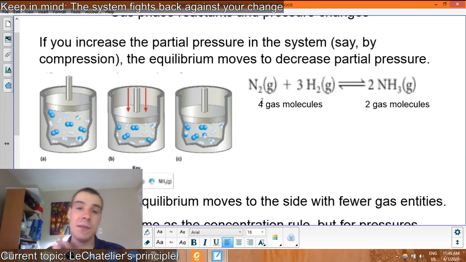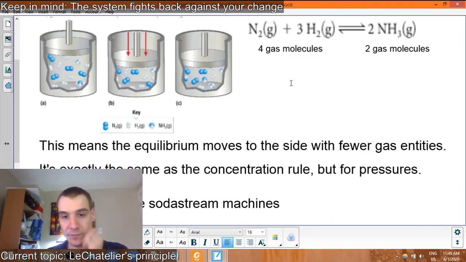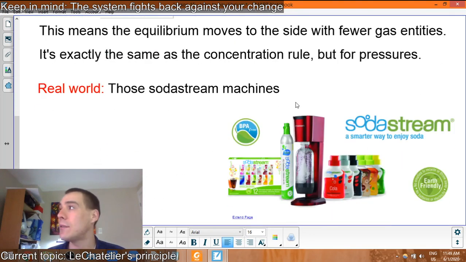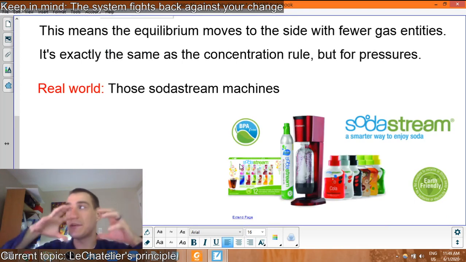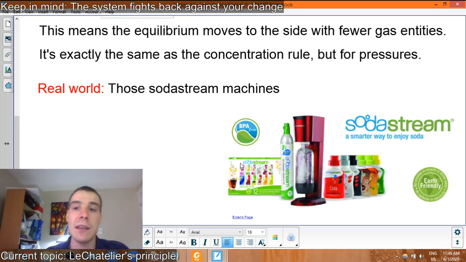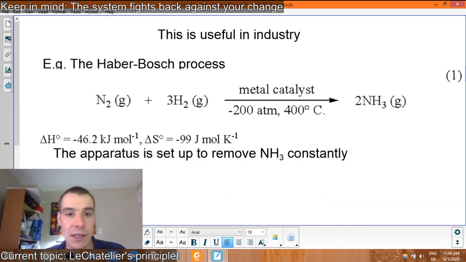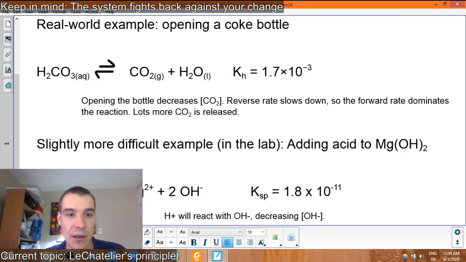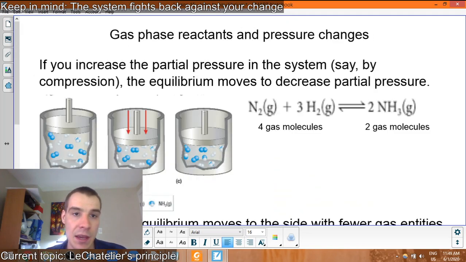But this is only if you increase the pressure on all of the gas at the same time. It has to be partial pressure. And this is how those SodaStream machines work. They increase the pressure of CO2 above the water, which forces the CO2 into the water. It's using this same reaction back here. It's increasing the amount of CO2, so it forces it into the water to decrease the pressure.